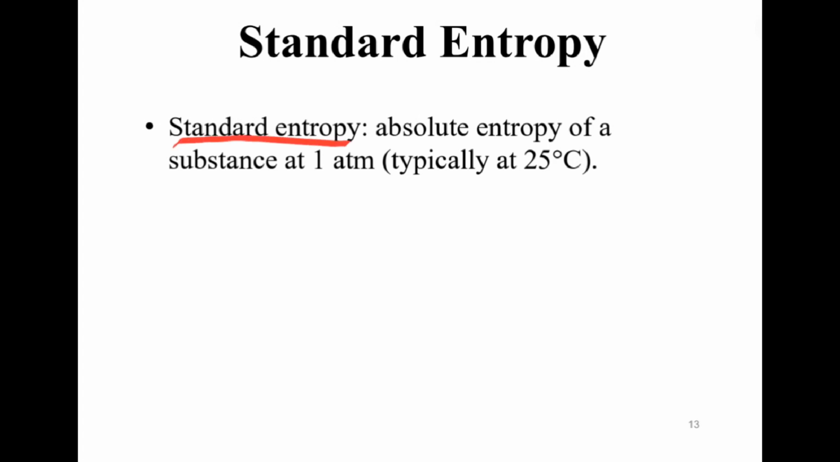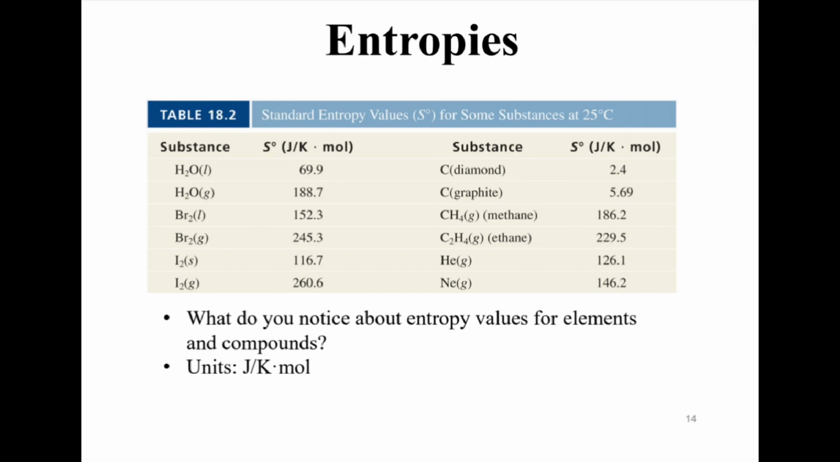Standard entropy is defined as the absolute entropy of a substance at 1 atmosphere, typically at 25 degrees Celsius. Standard entropy is the entropy of a substance at one atmosphere and particularly at 25 degrees Celsius. So in this table, standard entropy values of some substances at 25 degrees Celsius are given.